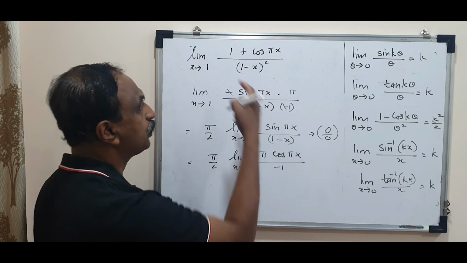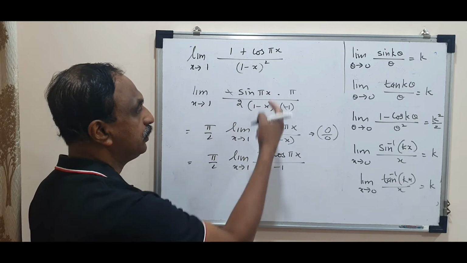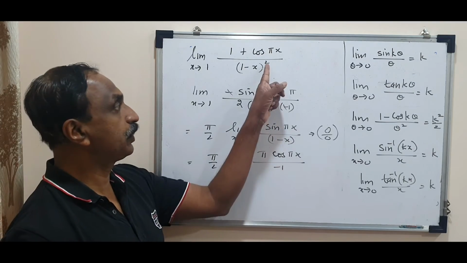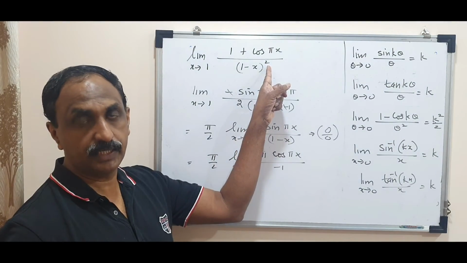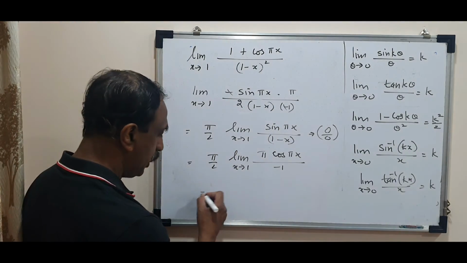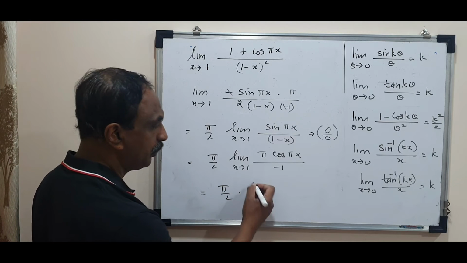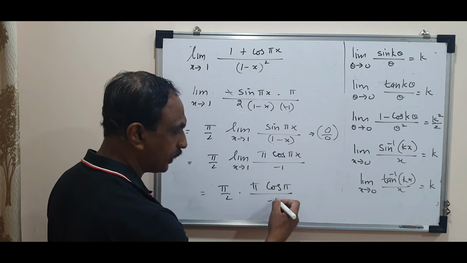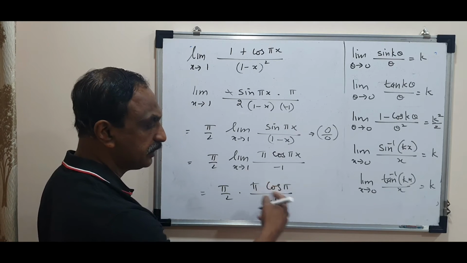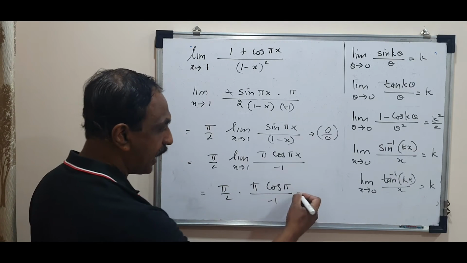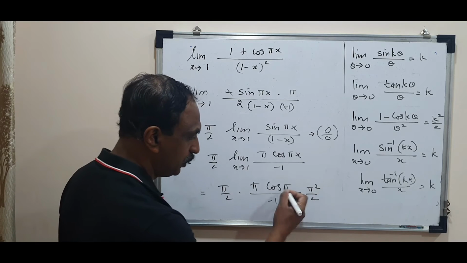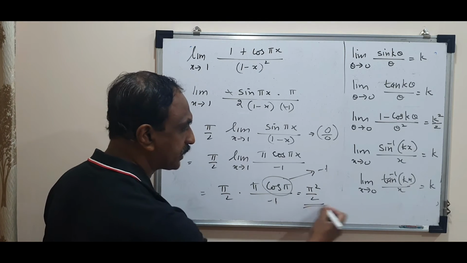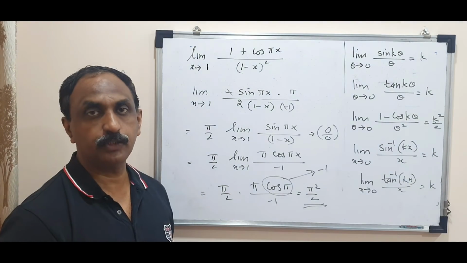Now this is no more 0. You have noticed in the beginning it was 0. After the first derivative it was 0. Now the second derivative will not be 0 because the power is 2, the second derivative will become a constant. Now this became pi by 2 into pi, x became 1, cos pi upon minus 1. You know cos pi is minus 1. This is minus 1. So minus 1 and minus 1 will get cancelled. Hence the answer is pi square by 2.